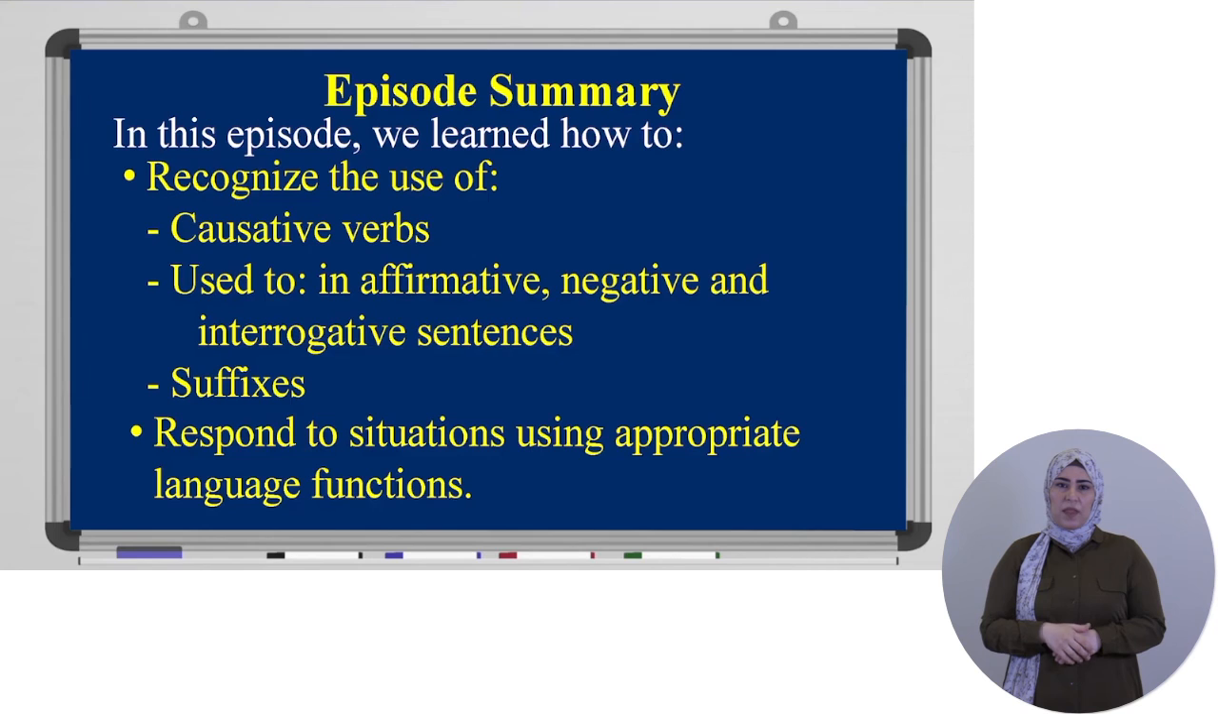This brings us to the end of our episode. In this episode, we covered a number of things. We talked about the causative, we talked about use and used to, and we talked about suffixes. We also took a look at language functions and how to tackle them.